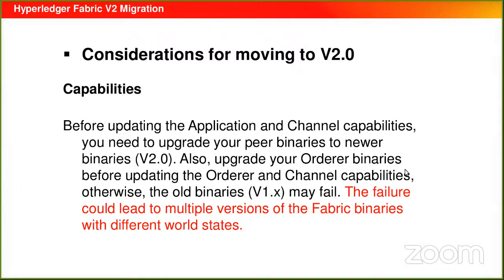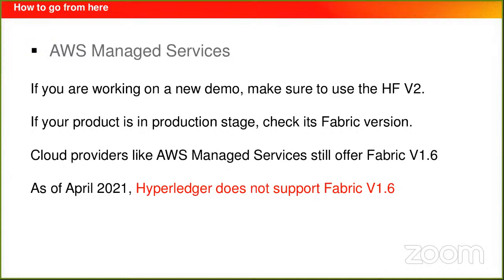Also, upgrading your orderer binaries before updating the orderer and channel capabilities may fail. If you have multiple versions of binaries, failure could lead to multiple versions of Fabric binaries with different world state associated with those binaries. And then, as I discussed before, just to emphasize, if you're using AWS Managed Services and working on a new demo product, make sure you use the latest version. Again, AWS Managed Services does not support version 2, so you may need to create a custom platform at AWS for your blockchain platform.